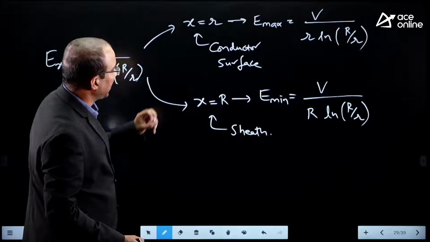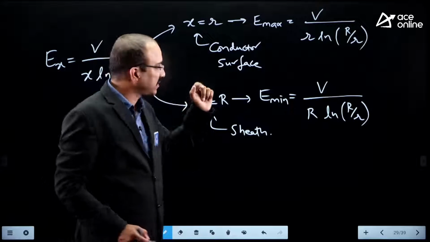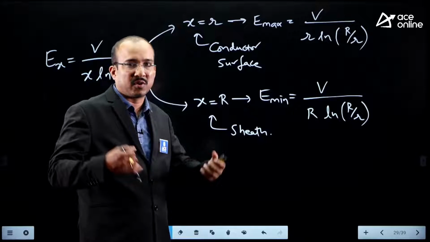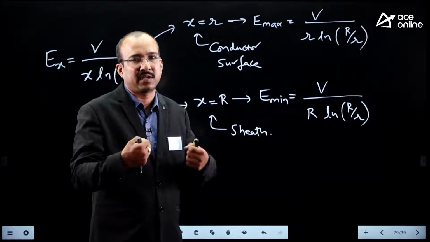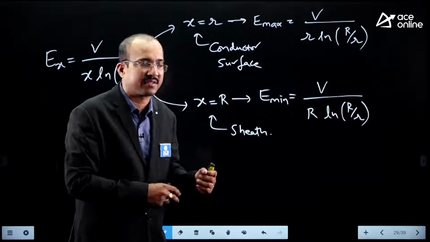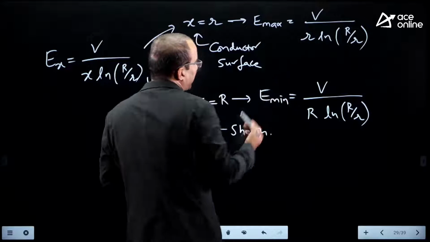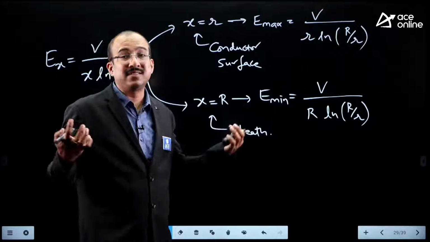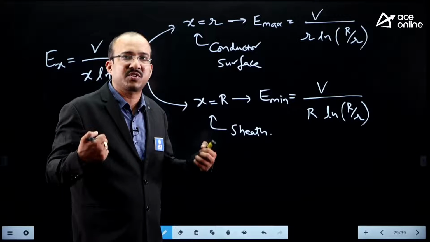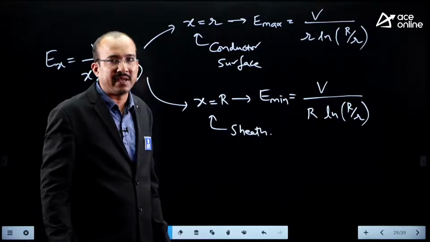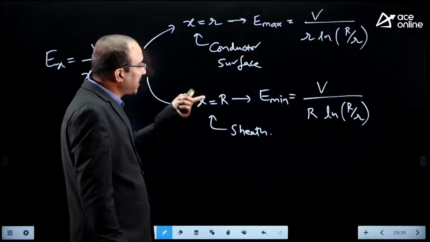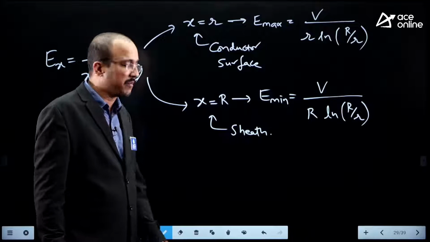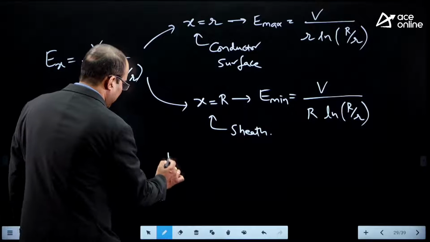So, here the difference between E maximum and E minimum should be less so that the insulation material is subjected to less electrostatic stress. If the difference between E maximum and E minimum is more, the insulating material will be subjected to more stress and the life of the cable will be reduced. So, the difference between E maximum and E minimum should be less.